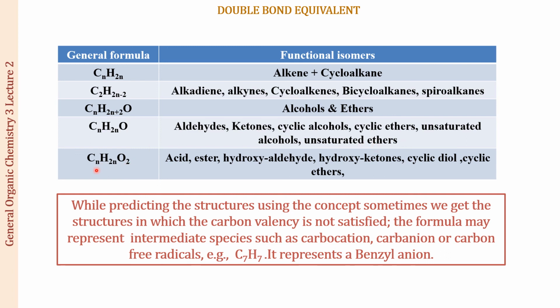The next we have CnH2nO2, as you have already seen for C4H8O2. So an acid is possible, an ester, a hydroxyaldehyde, a hydroxy ketone, a cyclic diol, a cyclic ether, and so on. I have not written the complete list because there were so many structures. These are the common ones that we will be making for this.